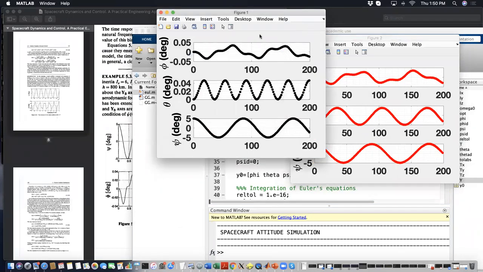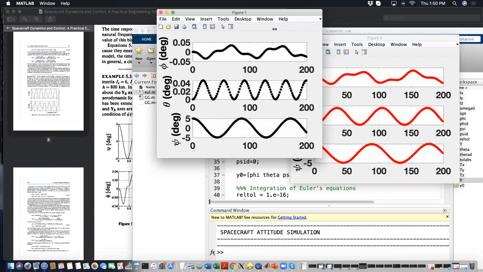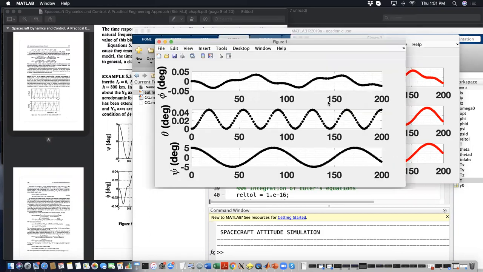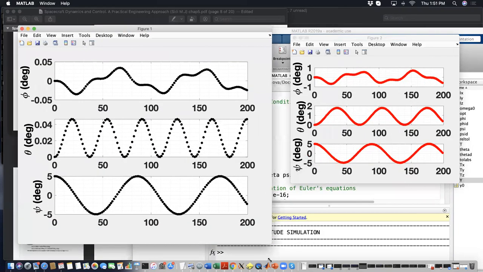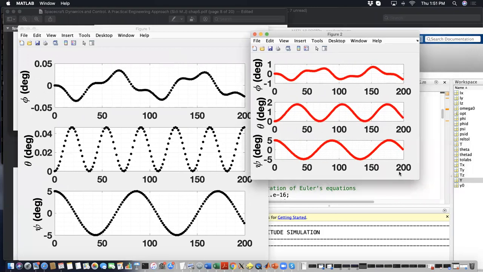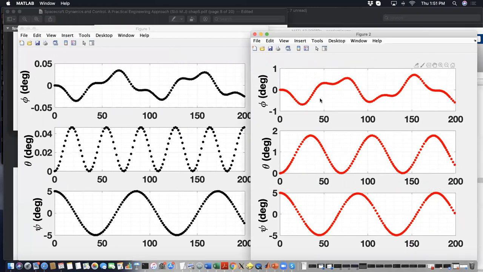I have the problem that the MATLAB script is behind Zoom. Okay, here it is. So you can see that the red case corresponds to lower moment of inertia along the roll and the yaw axis. But the other thing that you can notice is that the oscillation in the pitch angle varies with the moment of inertia along x.